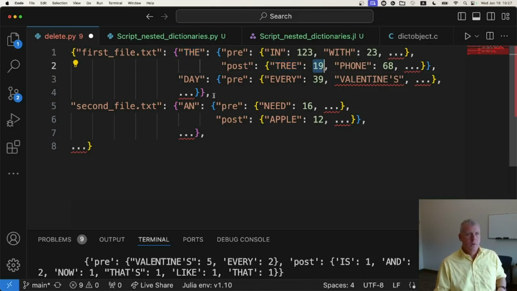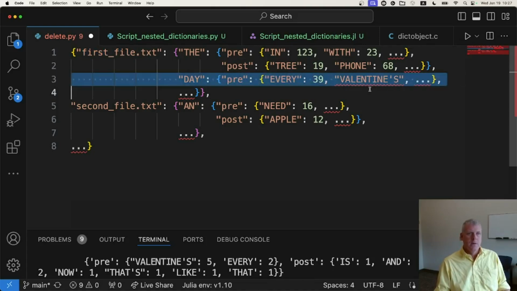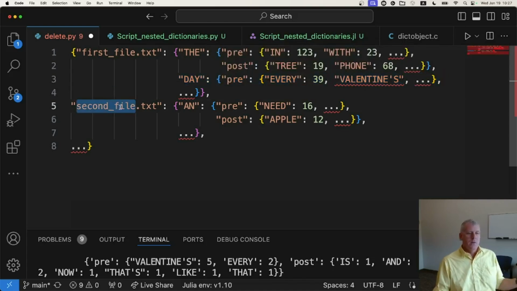And then we move to the second file, and we do that for the second word. We do that for every word in each file. So the word day, for example, every day occurs, Valentine's Day occurs with the frequency that it occurs with. Then we do that with the second file, all words and all the previous and post words.